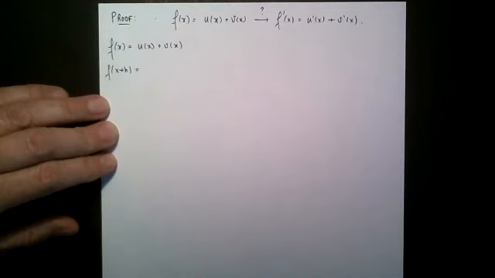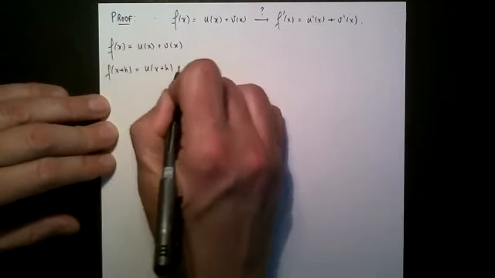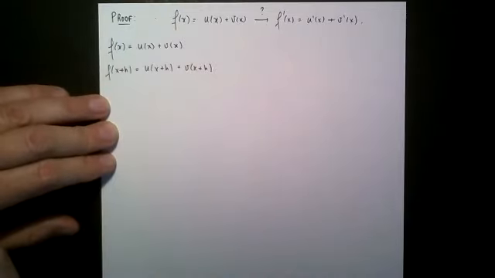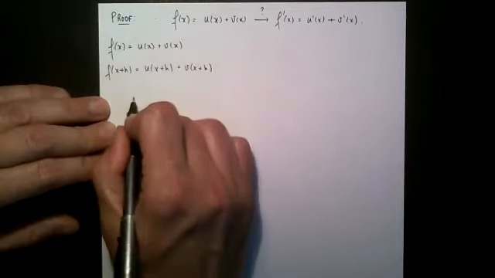Anybody? u of x plus h plus v of x plus h. Very nice. So it's u of x plus h plus v of x plus h. Okay, so now let's use the definition.